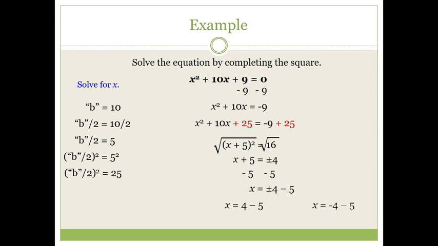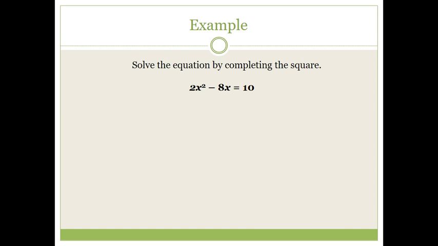Now we can get our two solutions. One time we let the 4 be positive, so 4 minus 5 is negative 1. And another time we let the 4 be negative, so negative 4 minus 5 is negative 9. So we get our two solutions of negative 1 and negative 9. I'm going to give you a moment to pause the slide and try this one.